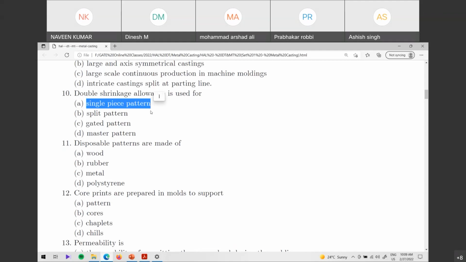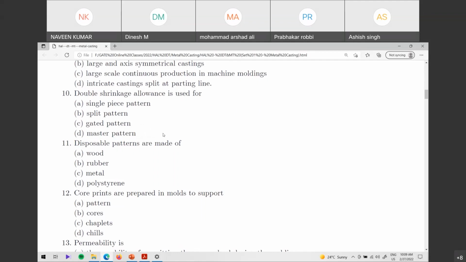Okay. You are making a pattern, and from the pattern you are making the casting. It's okay. But for making the pattern, you need to have some other pattern, right? So that will be your master pattern. Now for the master pattern, the problem is it will have two shrinkages.